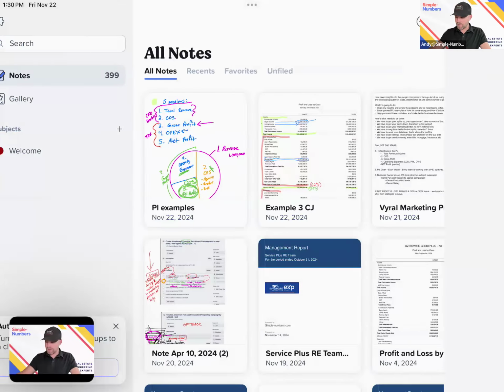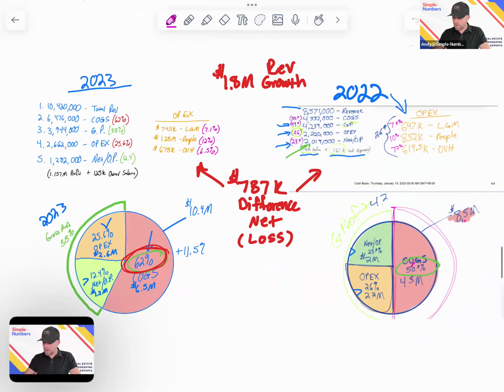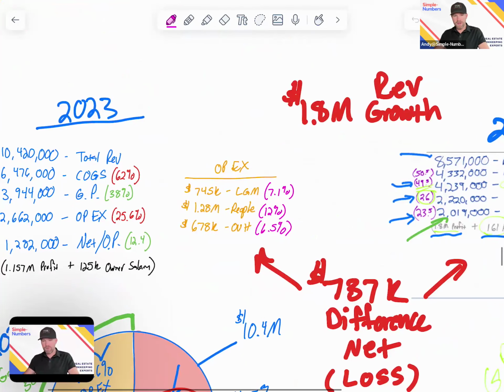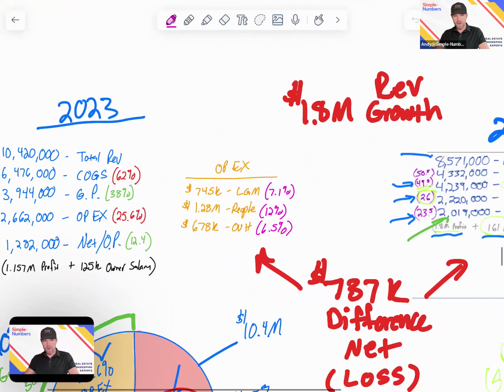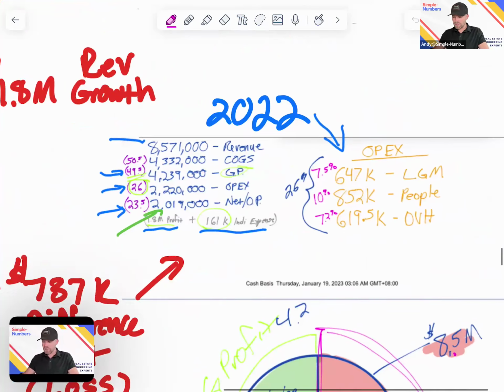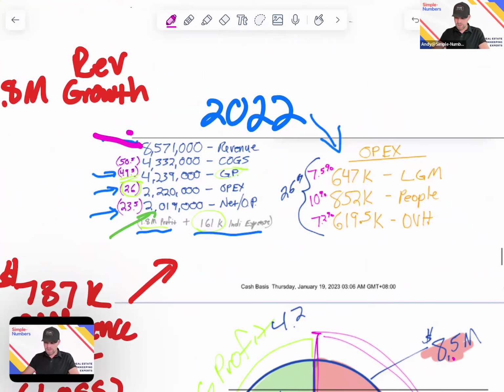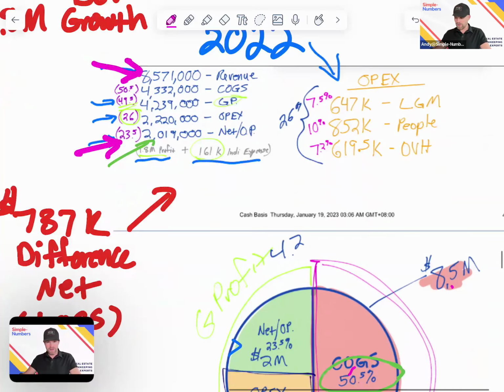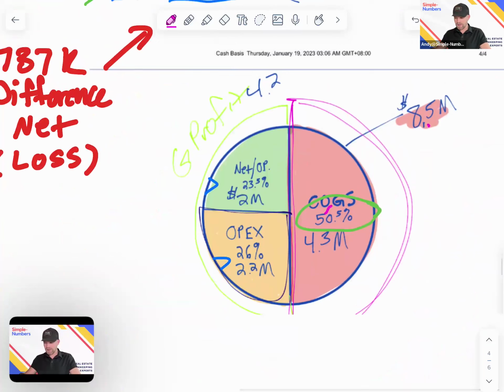There's another example I want to show you here of a team. This is a 2022 versus 2023 comparison. And I want you to see the issue with how they built this business. So 2022, they built an awesome business that generated $8.5 million in revenue, and 2 million of that, or 23%, was net profit. Okay. So here's the pie chart. Here's what it looked like.